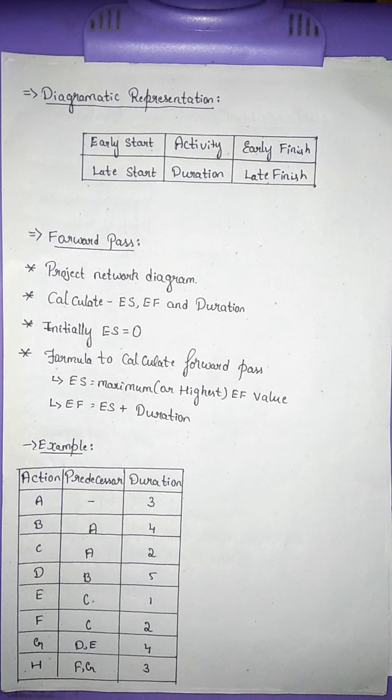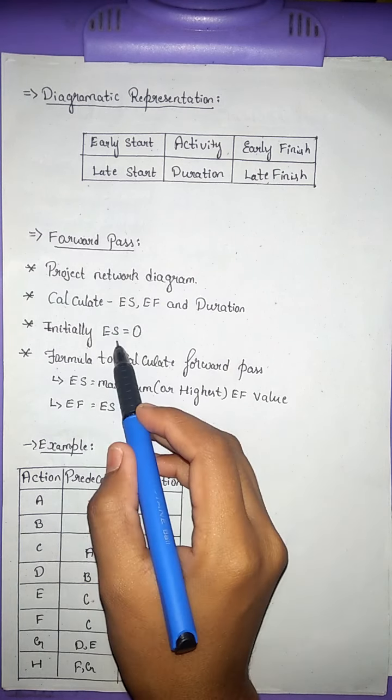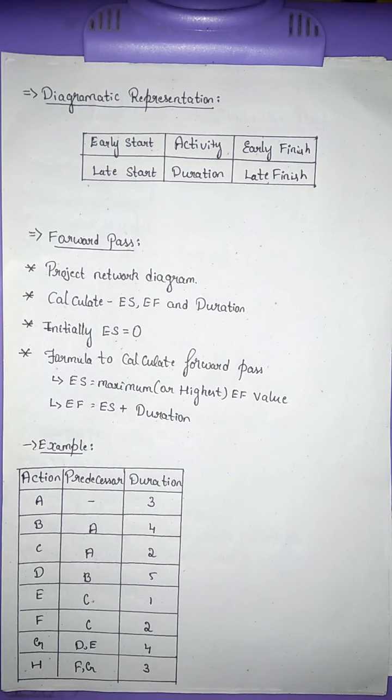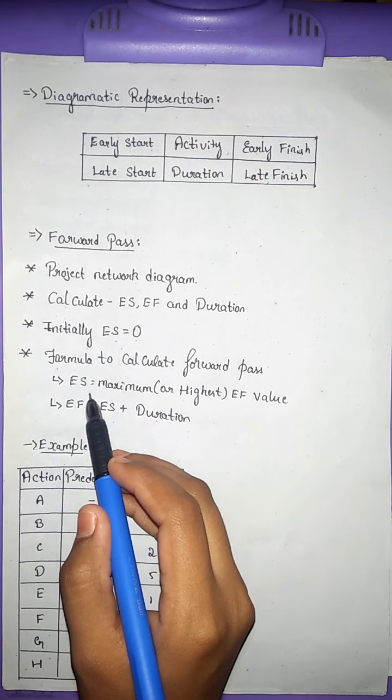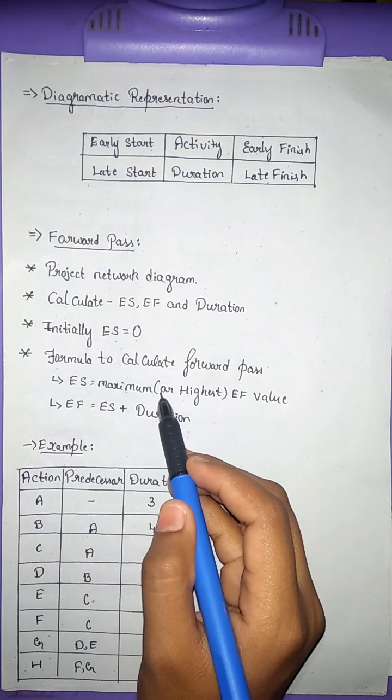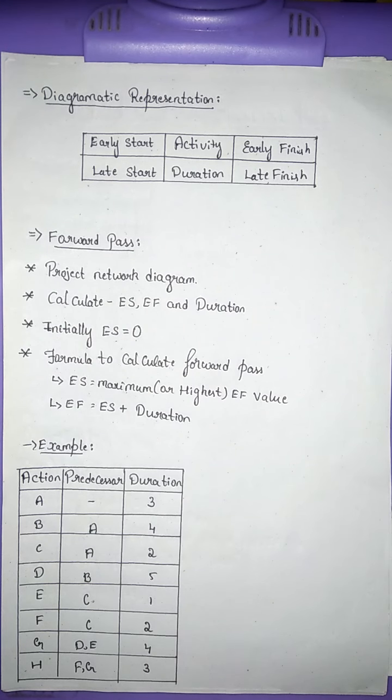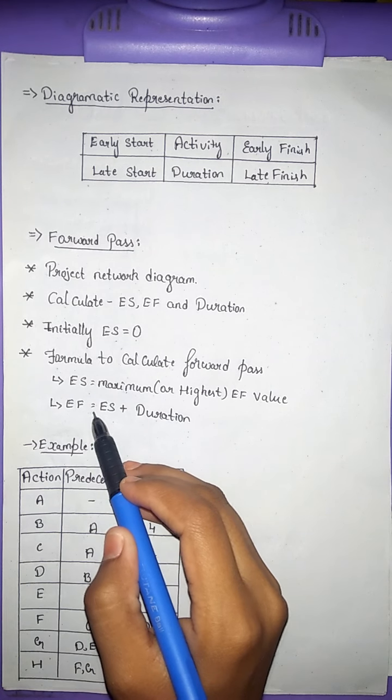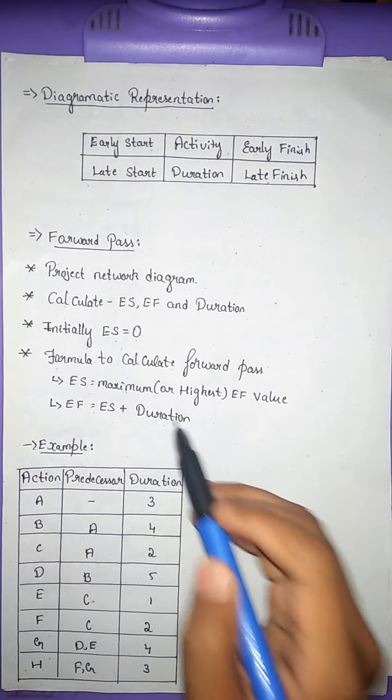The calculation process begins with placing a 0 in the early start position of the first activity. The rest of the calculations are continued with the use of the following formula. Early start should be the maximum or the highest early finish value from immediate predecessors. Early finish should be early start plus duration.